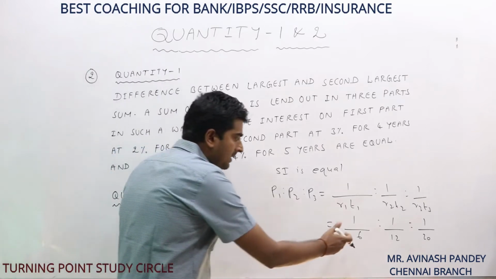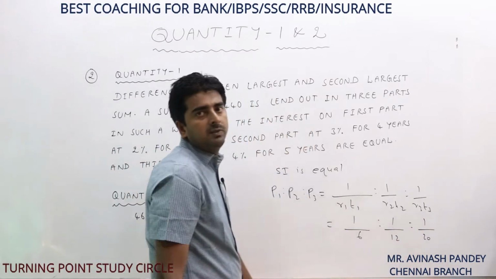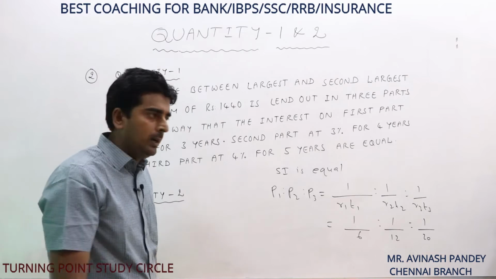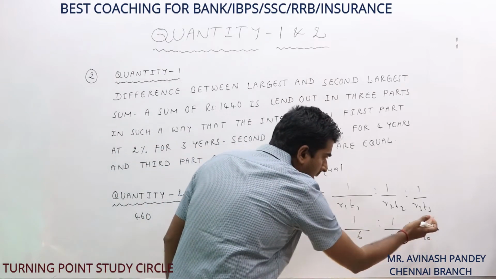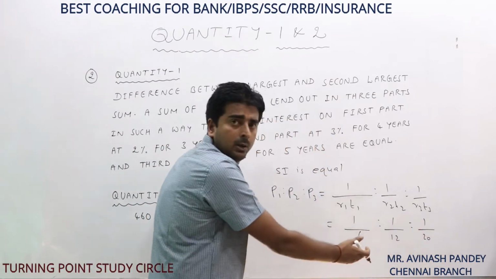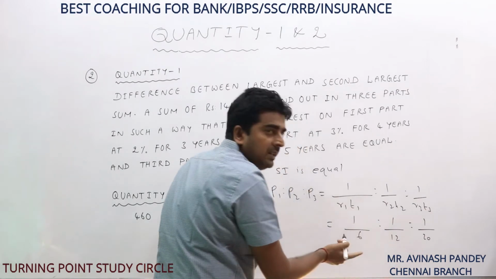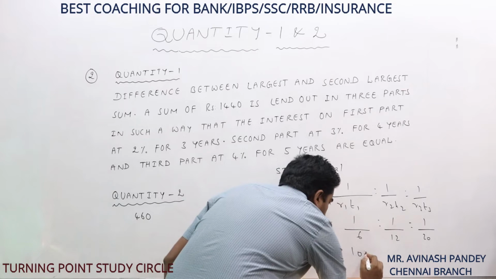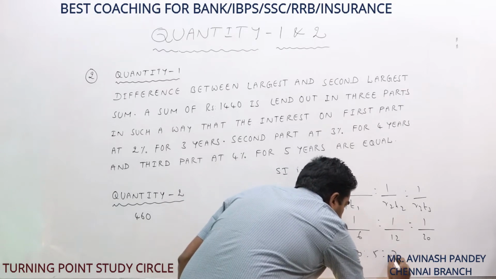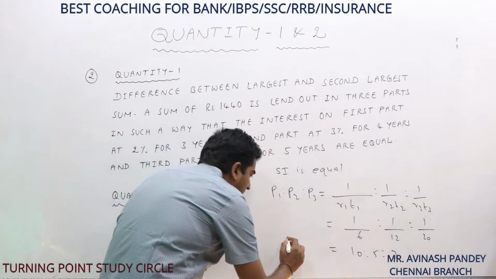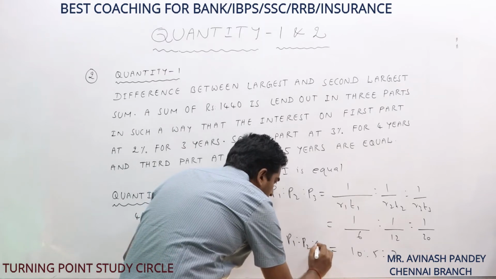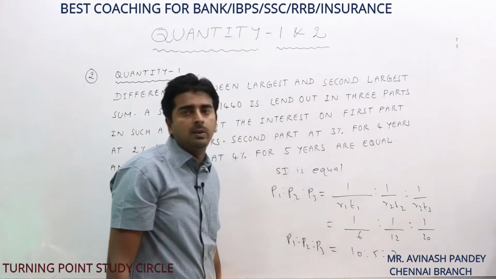So now we have to take the LCM of 6, 12 and 20. What is the LCM of 6, 12 and 20? If you don't know, no need to worry. Start reading the table of the bigger number, 20. So 20 threes are 60, 12 fives are 60, 6 tens are 60. So my LCM is 60. So 1 by 6 into 60 is nothing but 10, second part is 5, and third part is nothing but 3. So my principal ratio is P1 is to P2 is to P3 is 10 is to 5 is to 3, right?